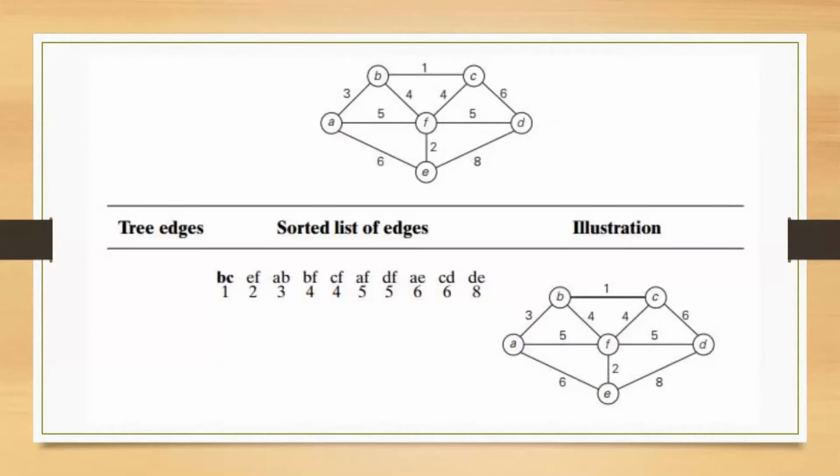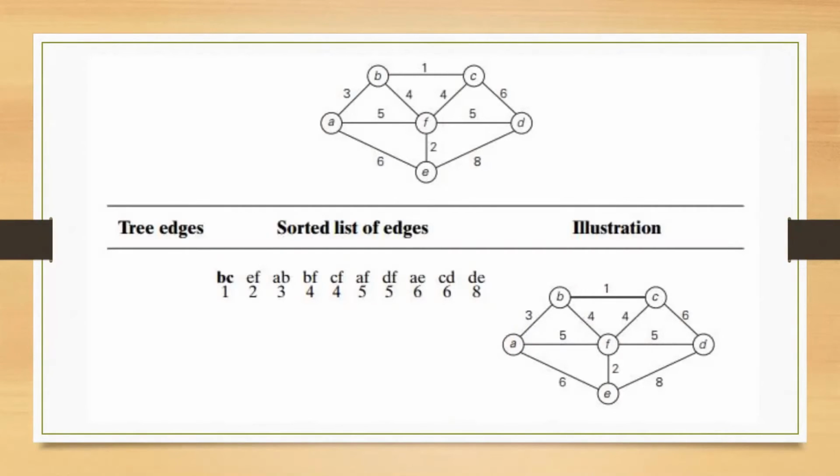The first step is to take 3 columns as in the previous problem. But here the column names are a bit different. The first column is the edges that you consider, whereas in Prim's algorithm you considered the vertices, VT, as the first column. Here it is edges. The second column is the sorted list of edges. Now you have to sort the edges and make them a list.